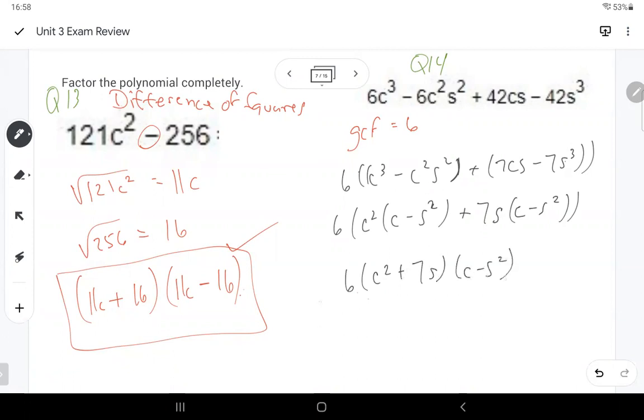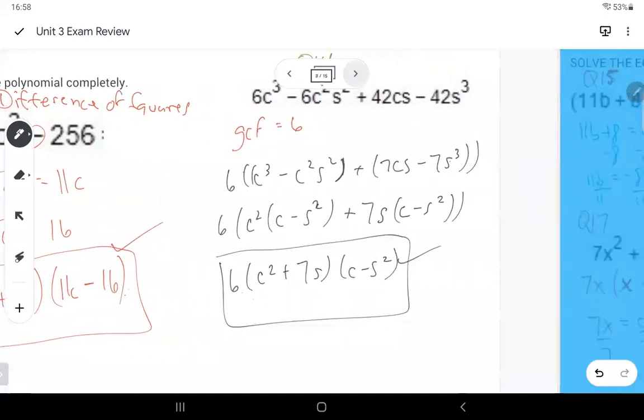They are not a difference of squares, so we cannot continue. Okay, make sure you're always looking to see if you can continue, because you want to factor completely.